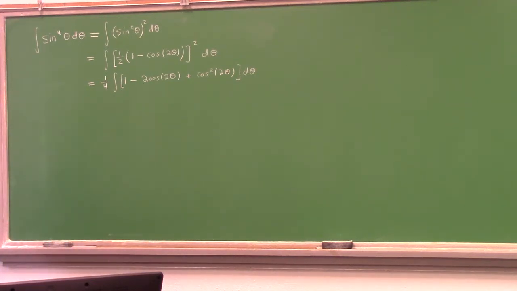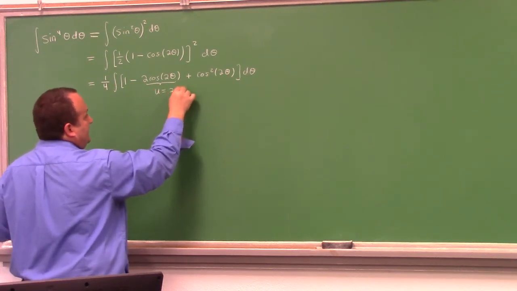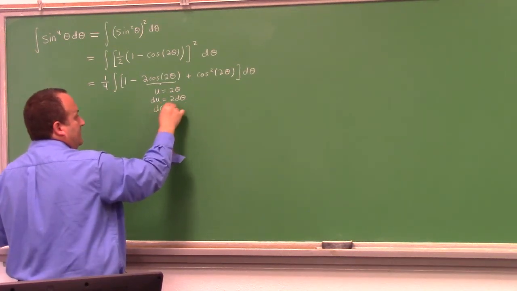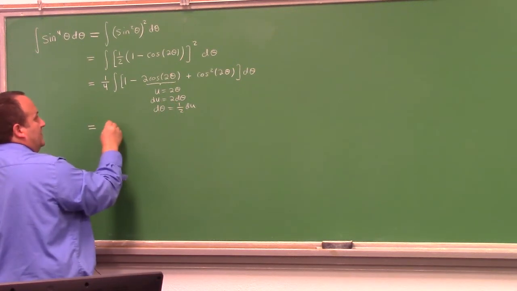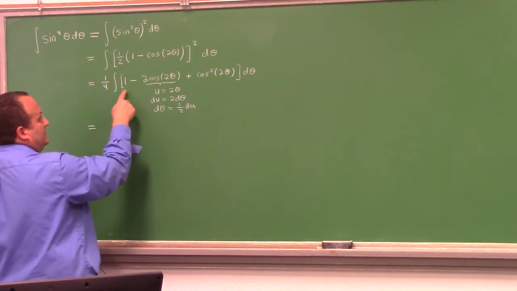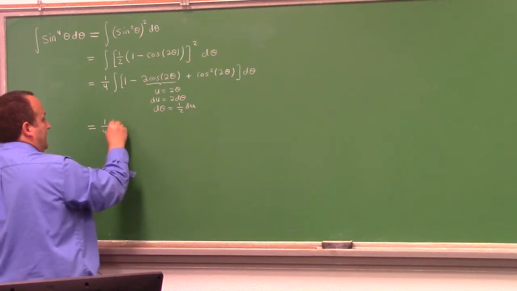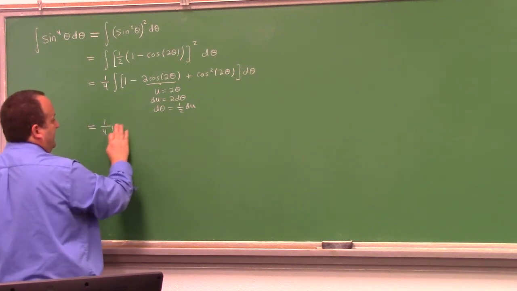Now, the first term is totally easy, right? The integral of 1 with respect to theta is just theta. And for this one, I can make a u equals 2 theta substitution, then du is 2 d theta, or if you like, d theta is 1/2 du, right? So with that substitution, the 1 integrates to theta, so I've got 1/4 theta.